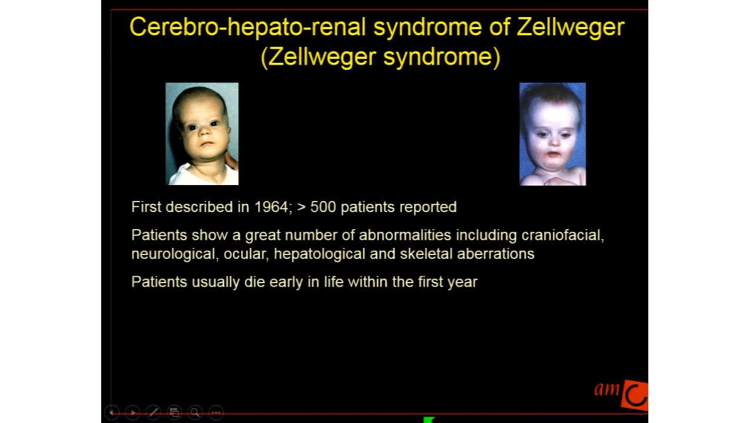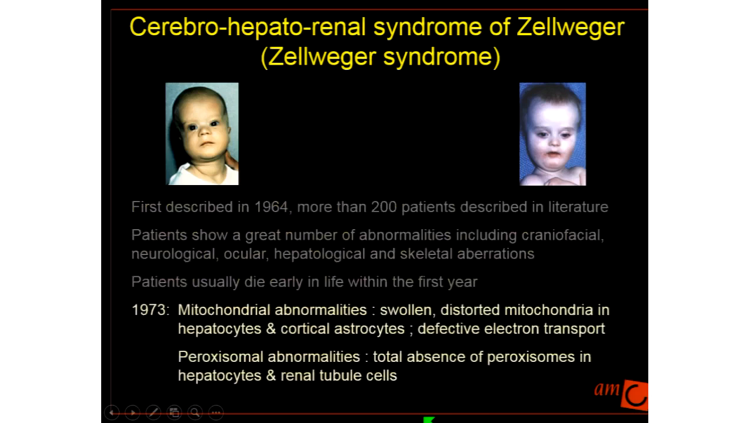And as Nancy already mentioned, the patients with this severe presentation of the Zellweger spectrum show a great number of abnormalities and a multisystem defect. And usually these patients die in the first year of life. And actually in 1973, Sidney Goldfischer published in Science some interesting observations. He noted that in cells from patients with the Zellweger syndrome, there were some clear mitochondrial abnormalities, and we already pointed to that just a minute ago.